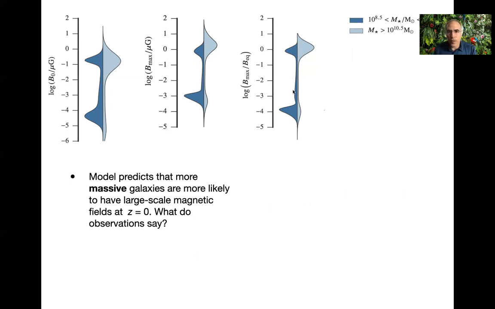Then you could also look at dependence on stellar mass. So you see here, we've also plotted in dark blue the distribution for the smaller mass galaxies. And we see that the model predicts that the more massive galaxies are more likely to have large scale magnetic fields at z equals 0. This is still all for z equals 0.